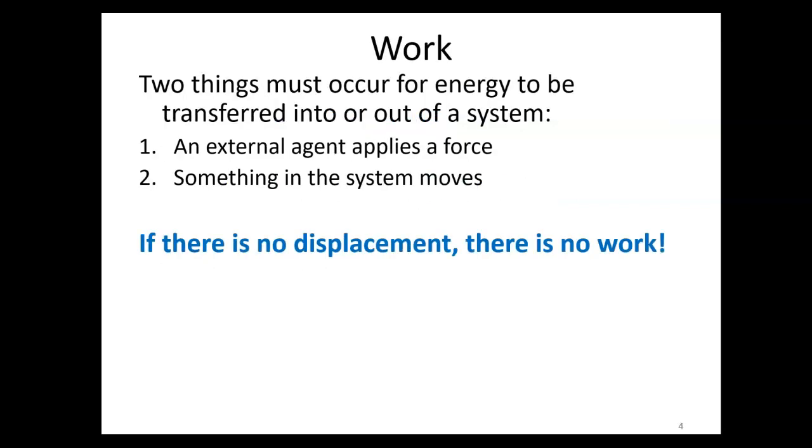In order for energy to be transferred by the process of working, two things have to occur. First, an external agent, that means something from outside the system, has to apply force. And second, something inside the system has to move as a result. If there is no displacement, then no work occurred, meaning that there was no energy transfer.